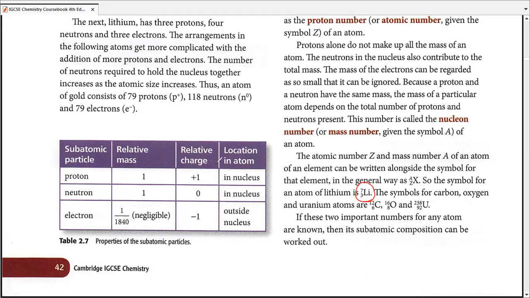Let's do it for carbon. How many neutrons are there in carbon? Neutrons. 6. Good.